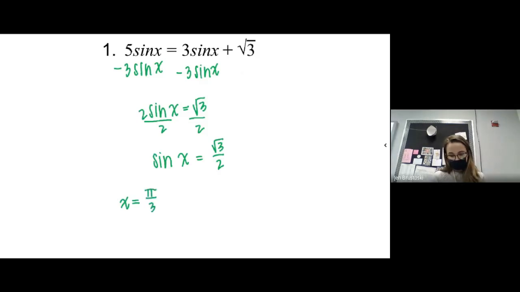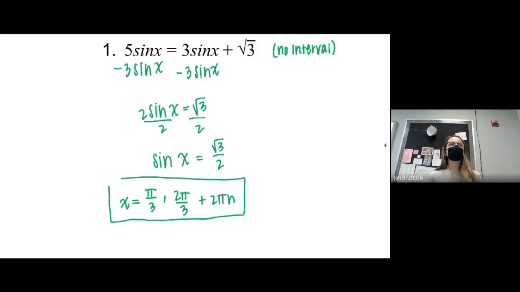Good. Pi over 3 and 2 pi over 3. And then what else do I have to do? Add the period. Very good. Because I don't have an interval, no interval, this is it. This is our final answer. We added that 2 pi in.